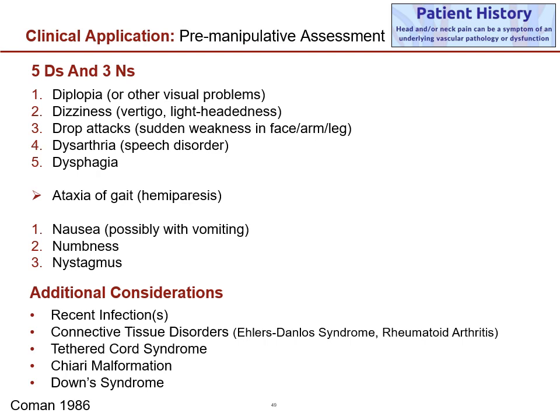Additional considerations that are worth noting, but again, these are part of your precautions and contraindications. Recent infections, connective tissue disorders, Chiari malformations, Down syndromes. Again, this gets to your upper cervical instability.